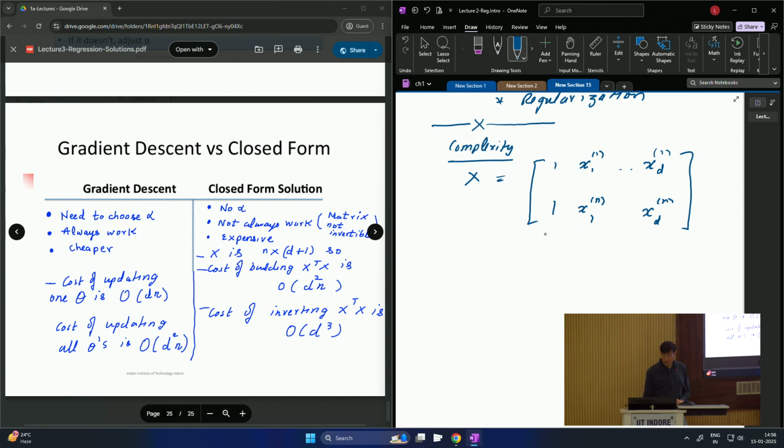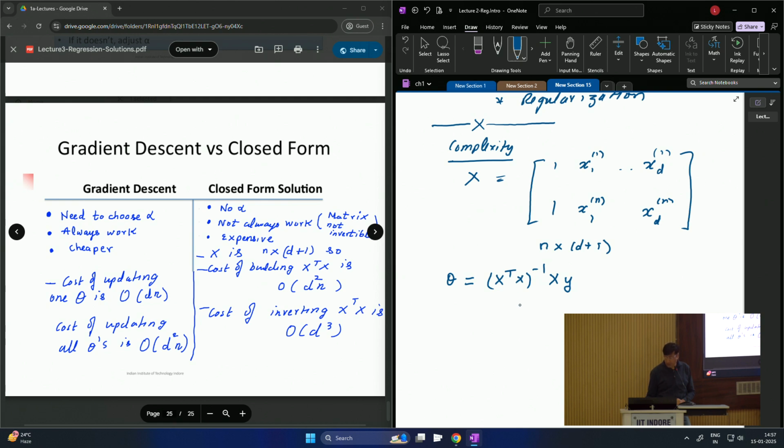So what is the dimension of x? This is n cross d plus 1. There are n rows and d plus 1 columns based on the dimension, correct? Now, what do we have to do? Remember, what was our theta? The theta which turned out was (x transpose x) inverse x times y. Correct? So, the very first thing you'll have to do is find x transpose x and then invert it.